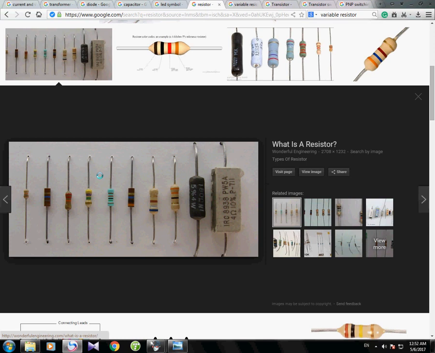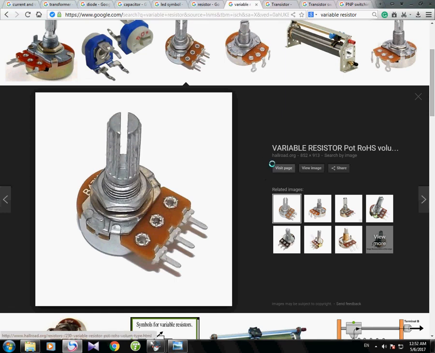And now there is another resistor, that is the variable resistor. It's like the volume control of our amplifier. If you use an amplifier to listen to songs, you can turn this device from left to right to increase the volume. So this one and that one are the same device, that is a variable resistor or pot.